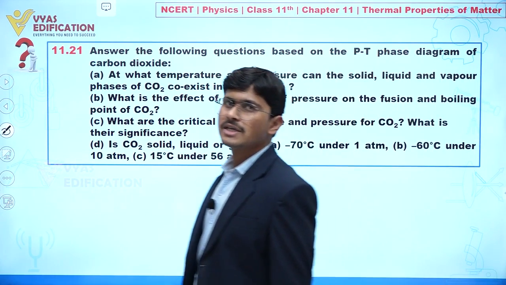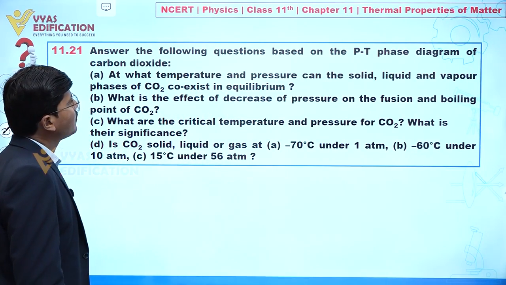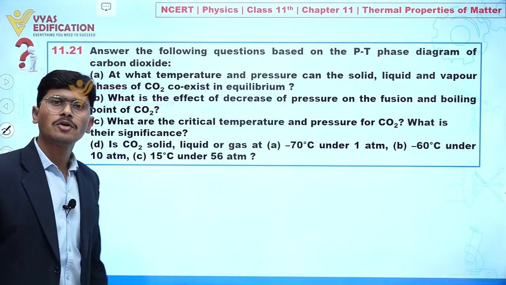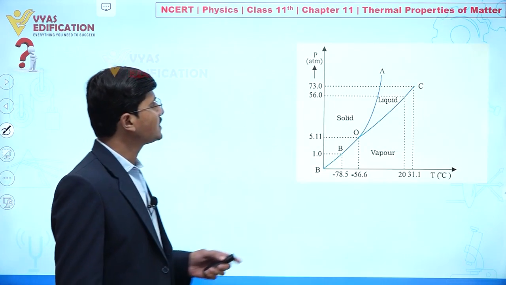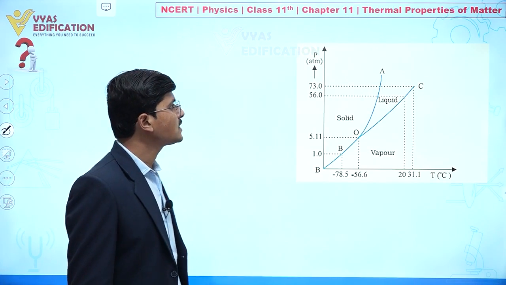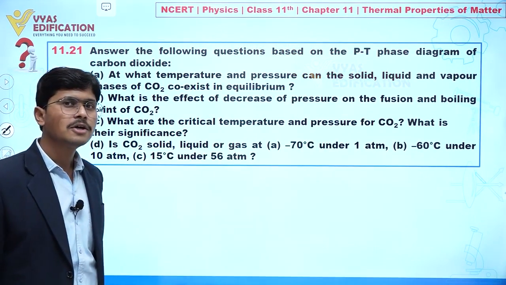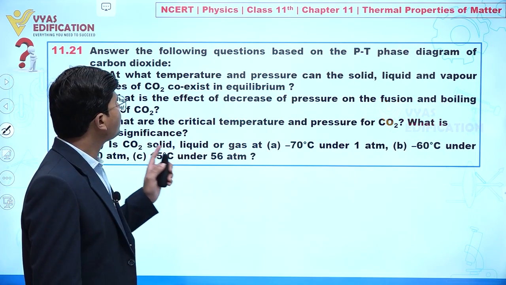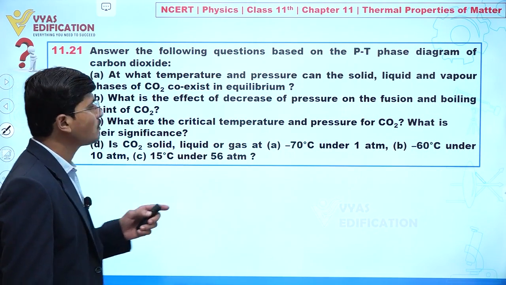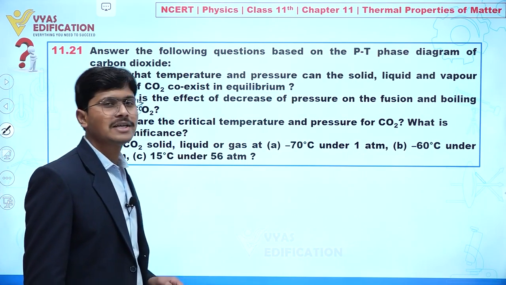And in this question it is given to you, answer the following question based on the PT phase diagram of carbon dioxide. Clear? So the PT phase diagram of carbon dioxide is given to you here, and you have to provide answers to the following questions. Clear? Now part number A. At what temperature and pressure can solid, liquid and vapor phase of carbon dioxide coexist in equilibrium?